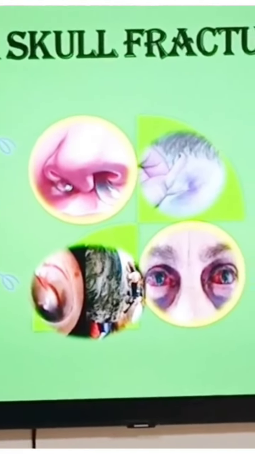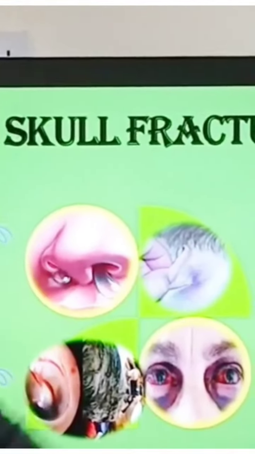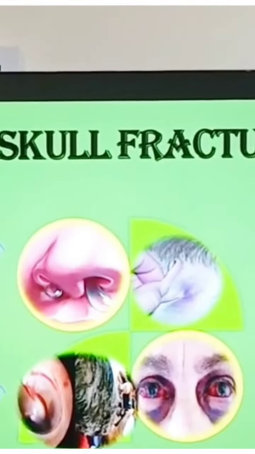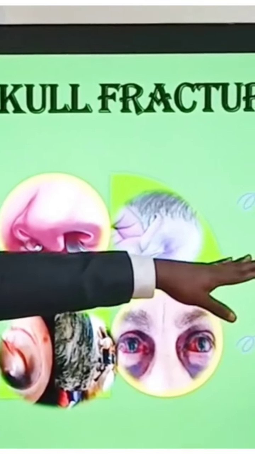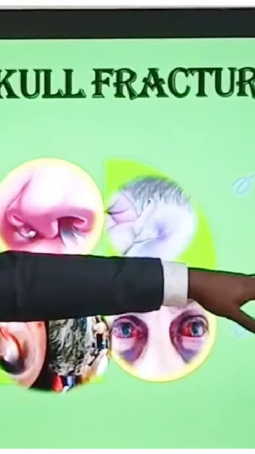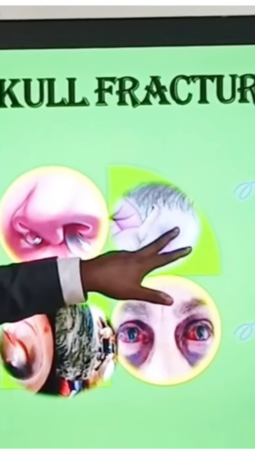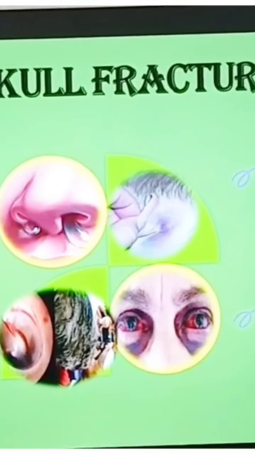But another sign you expect is the Battle sign. When you have the Battle sign, we say mostly there's ecchymosis over the mastoid process. When you see this, know that it's a fracture of the temporal bone. And most of the time you'll find this is the discoloration just behind the ear.